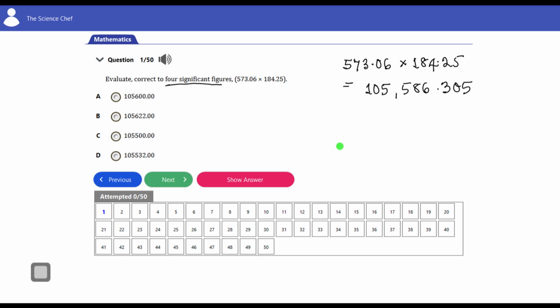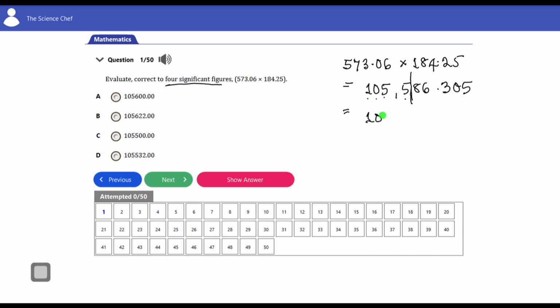A significant figure starts from the first non-zero digit in a number. So here the first number is 1, which is a non-zero digit. So this is the first significant figure, second, third, fourth, fifth, and sixth, right? Since we are correcting to 4 significant figures, 1, 2, 3, 4, we stop here. This is where we are going to approximate our value to. Our last value here is 5, and the next value is 5 or greater than 5, so we are going to round it up by adding 1 to this.